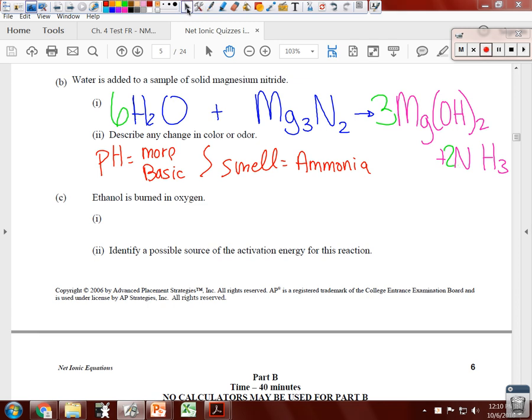The reason it changes, and that's what we're saying. The color, if you put like an indicator in it, it'll change to a basic color. If you do a pH paper, it'll change the pH color, the pH paper. Because it produced a base. Gotcha. All right, no more questions.